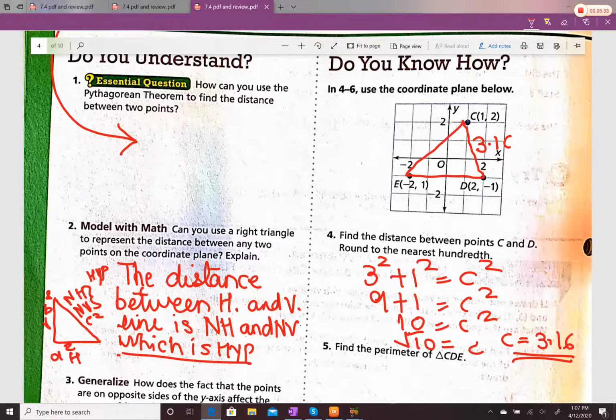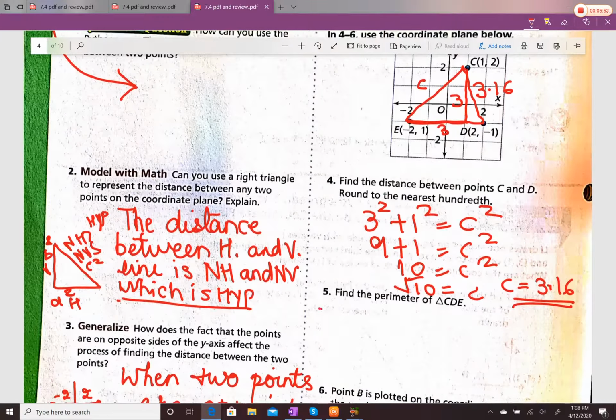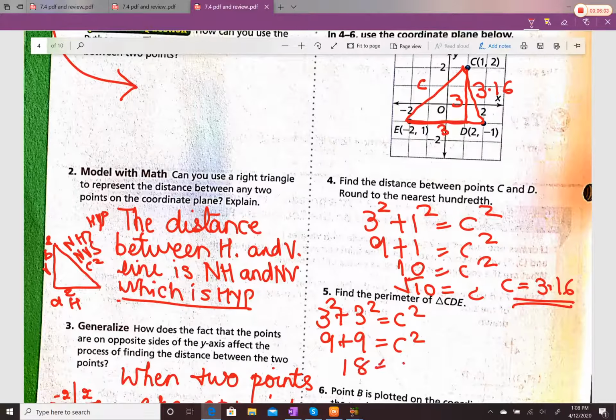This is 3. Okay, so I need to find this C, because perimeter is adding all the sides. So to find that, first I need to know how much this is. 1, 2, 3. So this is 3. I need to find the C. So 3 squared plus 3 squared is equal to C squared. So 9 plus 9 is equal to C squared. So 18 equals C squared.